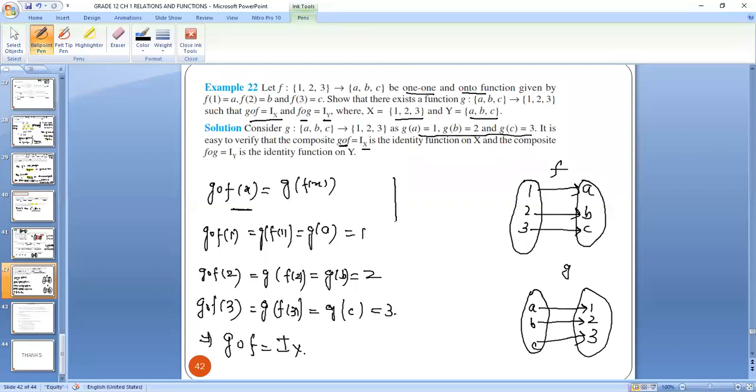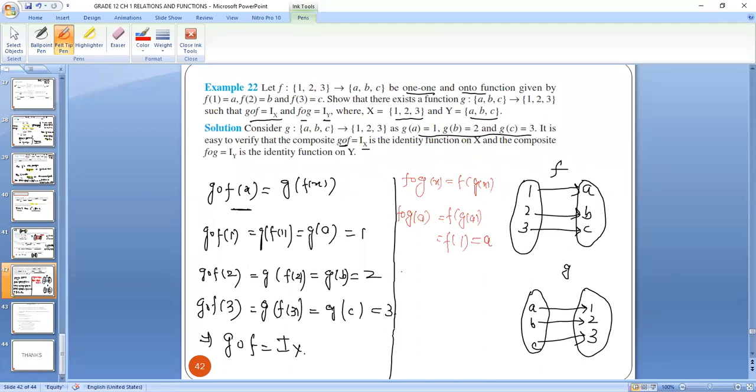Similarly, we will prove that f of g is equal to identity Y by taking the values of f of g. So we will be taking f of g of x is equal to f in the bracket g of x. g is having the set from a b c to 1 2 3. So first we will be taking a, it will be f in the bracket g of a. g of a is mapped to 1, it will be f of 1. f of 1 means a. So f of g of a is a.